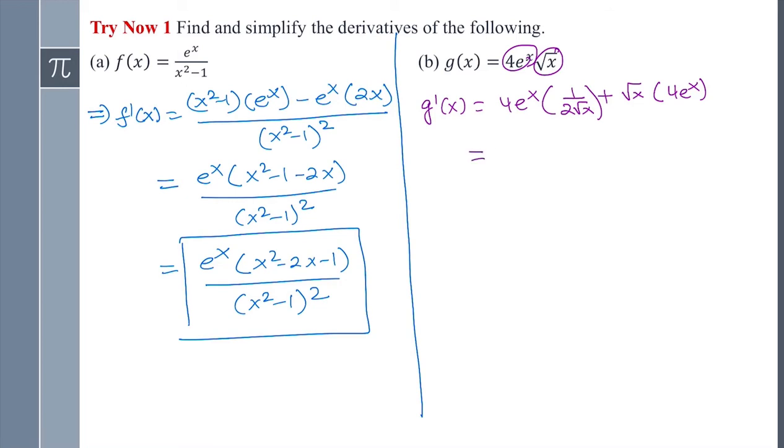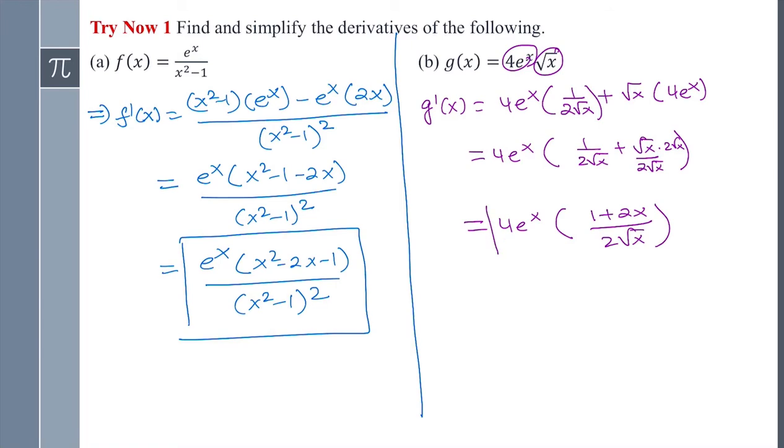Now what we can do here is we can factor out 4e to the x. So we have 1 over 2 square root of x plus square root of x. Now we can make a common denominator and then we can simplify this. So for that we have to multiply this one by 2 square root of x times 2 square root of x. That way we get 4e to the x times 1 plus 2x divided by 2 square root of x. And then we can just leave it right here.